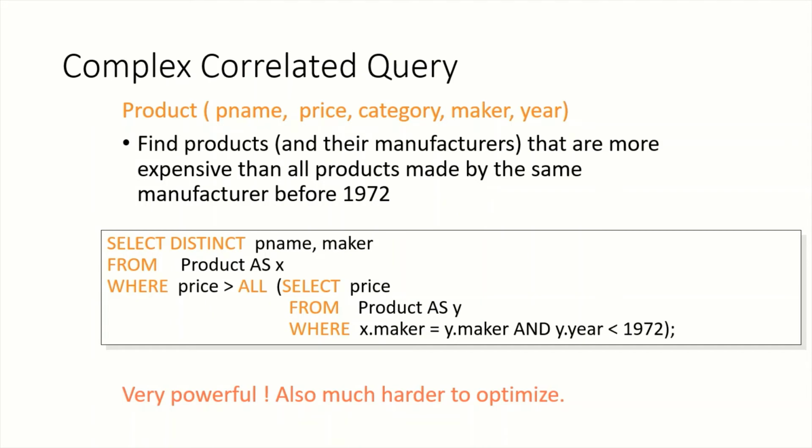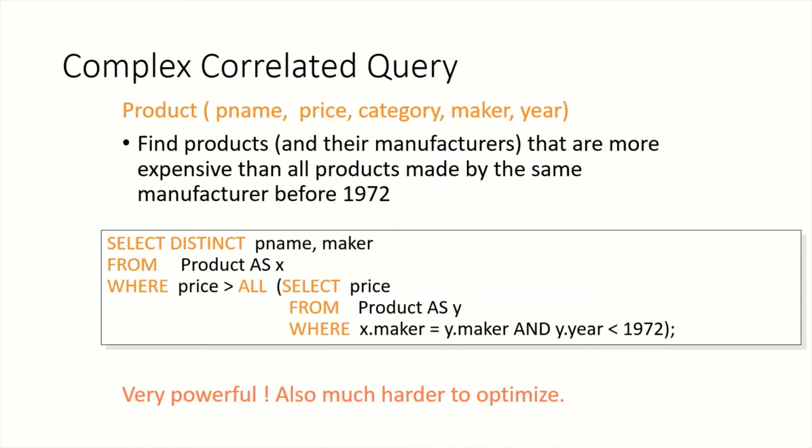Next we have a complex correlated query. Suppose we have a table product. It has some attributes: pname, price, category, maker, and year. There is only one table. So find products and their manufacturers that are more expensive than all products made by the same manufacturer.